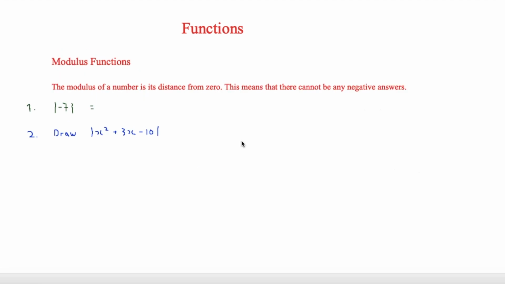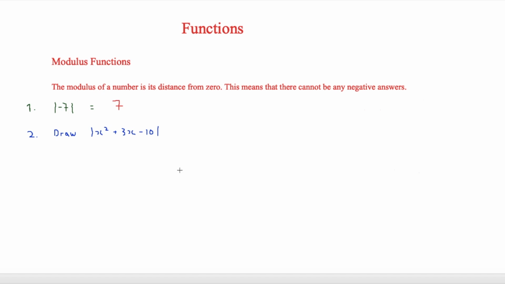So the final thing that we're going to look at about functions is modulus functions. And the modulus of a number is its distance from 0, and this means that it cannot be any negative answers. And in order to find it on your calculator, you do shift and then a thing called abs, ABS, which means absolute value. But firstly, if we look at what the modulus of minus 7 is, this is very simple. As it cannot be a negative answer, the answer is simply 7.